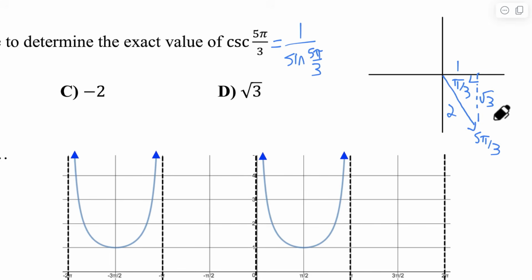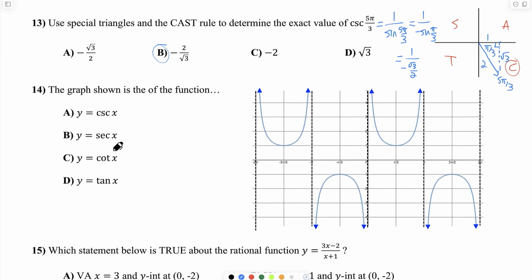But based on the cast rule, I know that in quadrant number 4, only cosine is positive, so sine will have to be negative. So I know this would be equal to 1 over the negative of sine of its reference angle. And sine of the reference angle, pi over 3, is root 3 over 2, so I'll get 1 over negative root 3 over 2. Dividing by a fraction, flip and multiply, I get negative 2 over root 3. That's B.